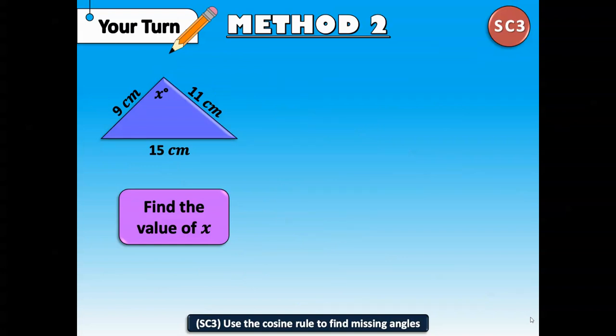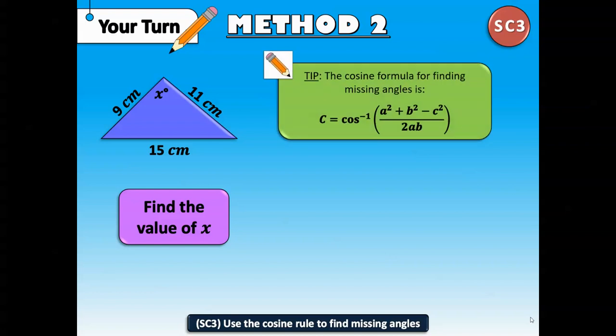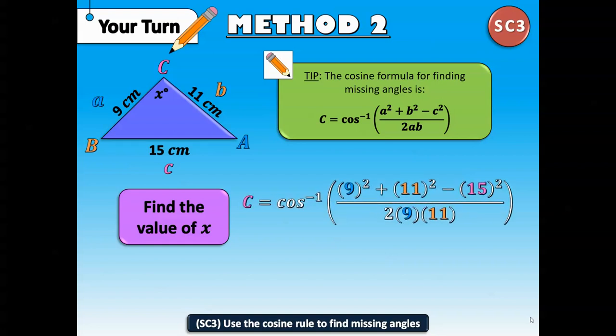The second way we could have done it is to rearrange the cosine rule. So again, label up my sides, and this time I substitute these values into the rearranged cosine rule. And if I type that into the calculator correctly, I should get 96.7 degrees.